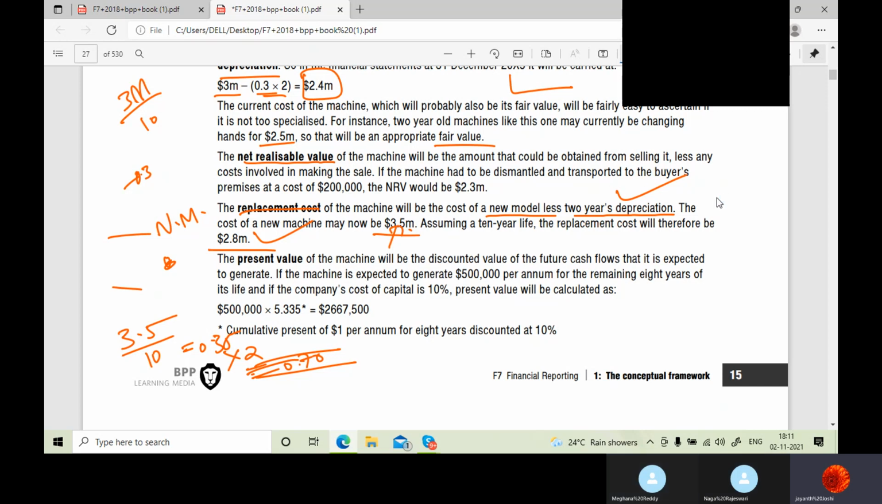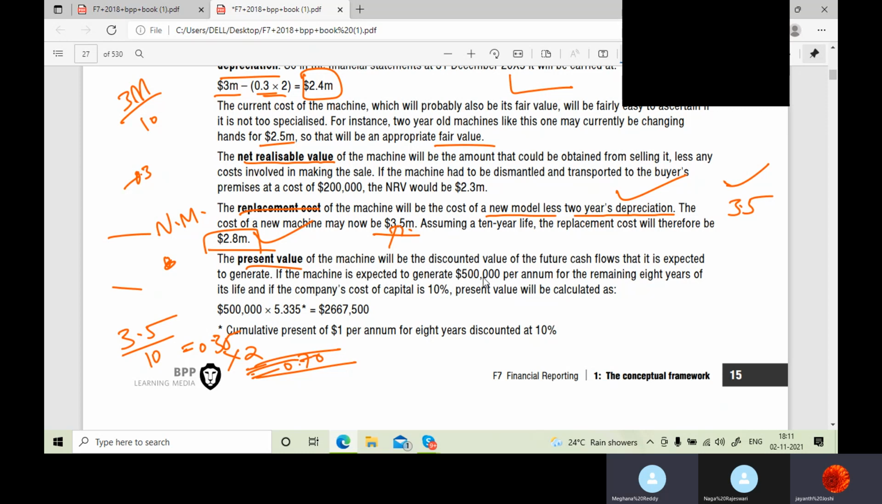So the replacement cost of a machine will be the cost of the new model. The new model is available at some price. You remove 2 years of depreciation. So the cost of the new machine or new model is how much? 3.5 million actually. You remove 2 years of depreciation, it is how much? 2.8 million. That is the price you will pay for replacing your asset.